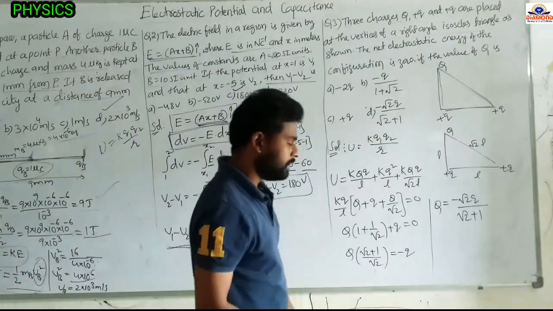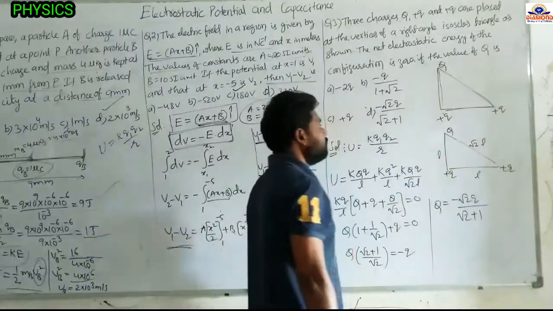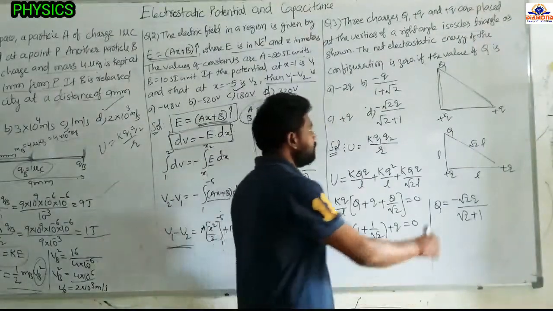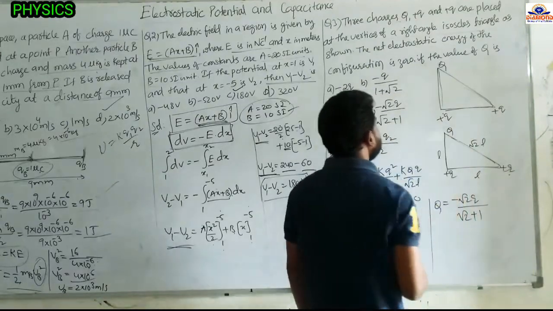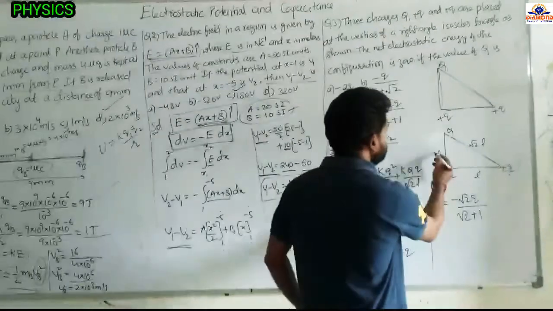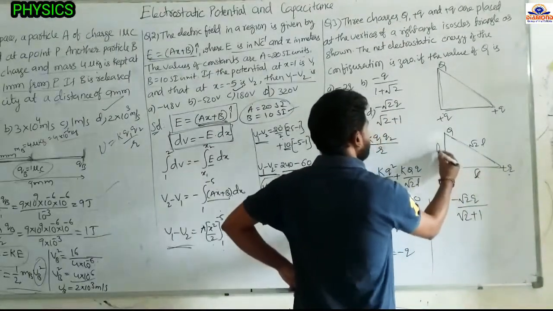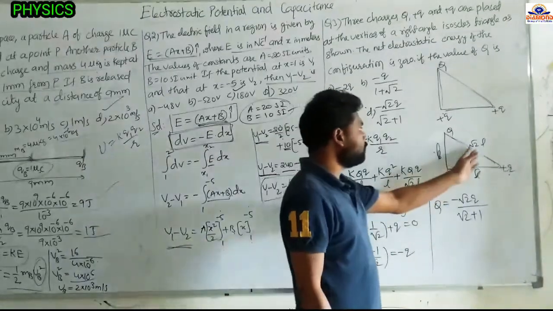If the net electrostatic energy is equal to 0, then we have to find the value of Q. I am redrawing the diagram here, with charges plus Q, Q. If this is the given right angle isosceles triangle, both the two sides are equal. So this is L, then this is also L. Then from the right angle triangle, we can get this one as root 2 L.